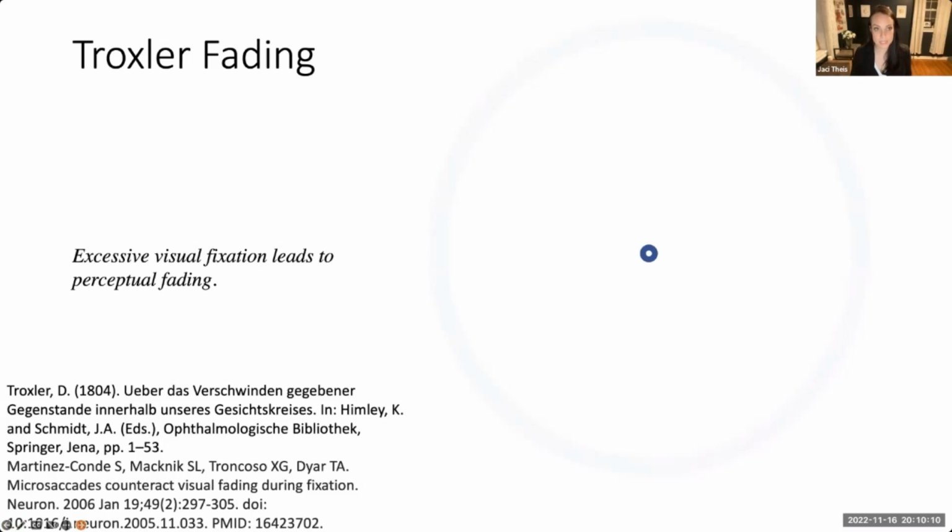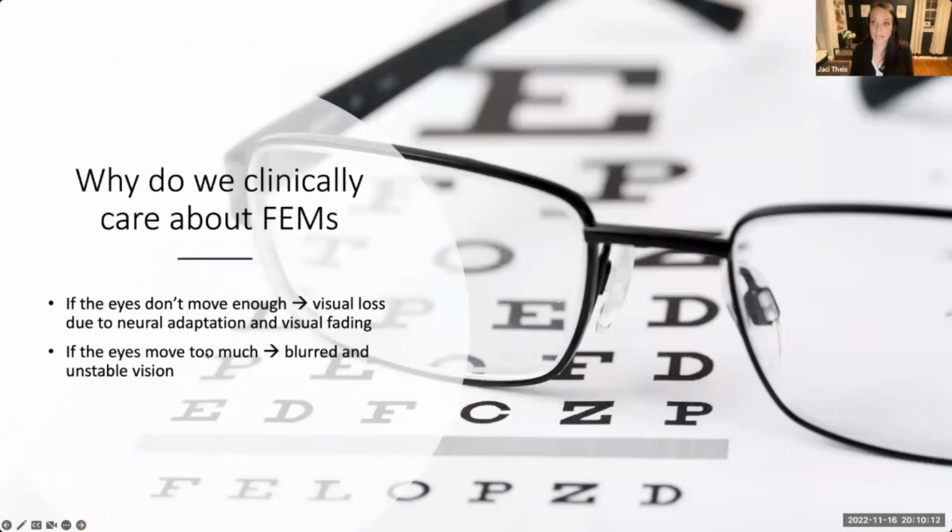So when it comes to fixation, that means that if our eyes aren't moving enough and our fixational eye movements aren't moving enough, our patients will actually have visual loss or visual fading due to neural adaptation. On the other end, if the eyes move too much, then the patient will actually get blurred vision or unstable vision or symptoms of oscillopsia. So very much fixational eye movements have this Goldilocks effect where they have to be moving, but not too fast and not too slow. They can't be too big or too small. They almost always have to be perfect for us to have the precise hyperacuity that we have.